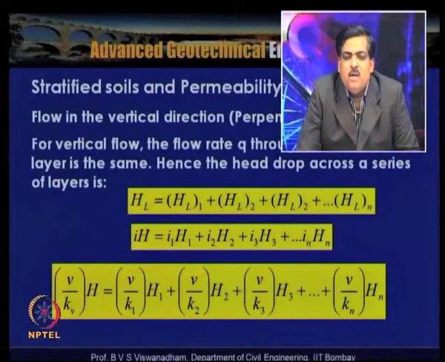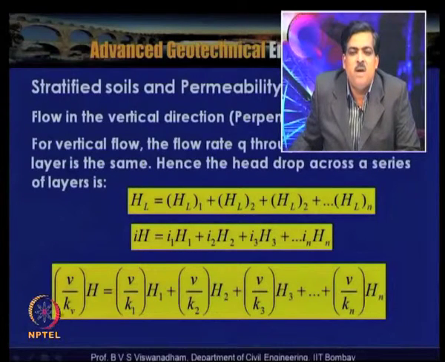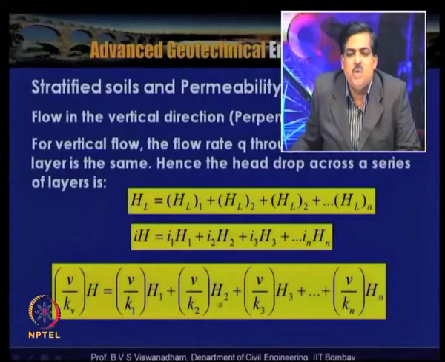By substituting V = Ki, that is nothing but I = V/K. So on the left hand side we can write V/Kv into H is equal to V/K1 into H1 plus V/K2 into H2 plus V/K3 into H3, and so on to V/Kn into Hn.